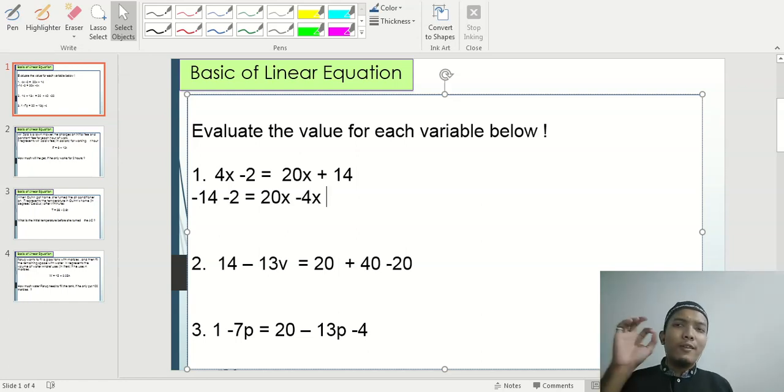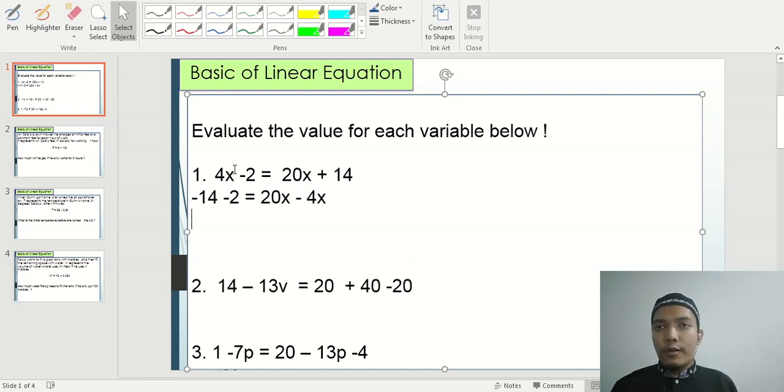Anyone can guess why I put a minus here in front of the 4x? Indeed, this is because we moved it to the right side of the equation. Originally it was positive, now it is negative. That's the consequence. Alright, then we can operate this right away. Minus 14 minus 2 equals minus 16. Minus 16 equals 20x minus 4x. 20 minus 4, simple as that. So it will be 16x. One is positive and one is negative.